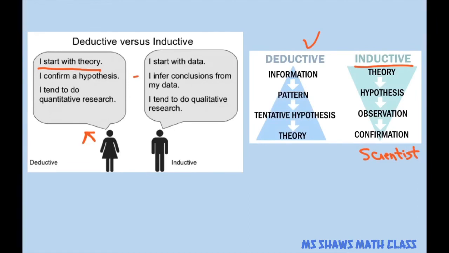and deductive would be like detectives would use deductives. They gather information, find a pattern, come up with a tentative hypothesis, and do that. And scientists have a theory and they test it and they observe and then they confirm it. And that's it.